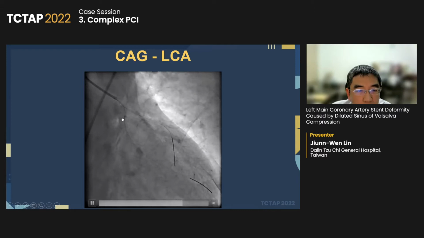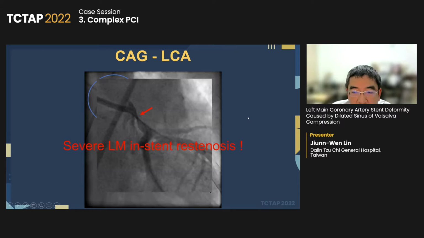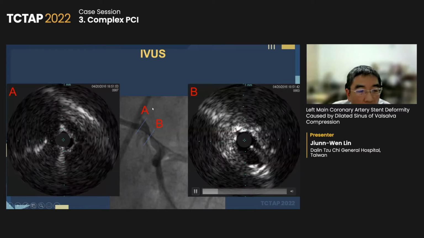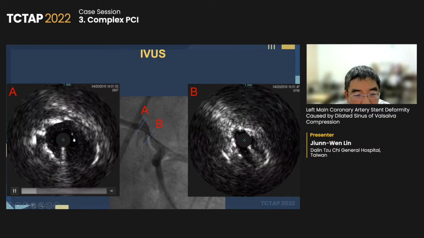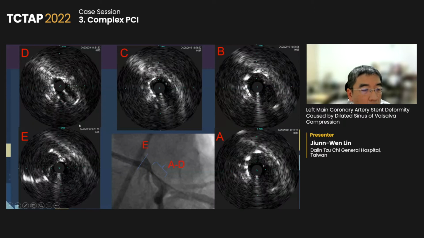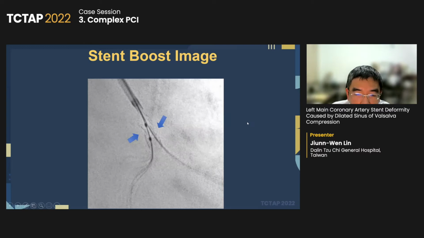CAG revealed severe left main in-stent restenosis. IVUS revealed oval-shaped stent configuration and some missing stent structure. IVUS images illustrated in panel A to panel D show stent structure was missing over an arc of 180 degrees, indicating stent fracture. In panel D, you can see the stent protruded from the left main with the IVUS probe outside the stent. Stent boost image revealed the stent structure discontinuity, also indicating stent fracture.